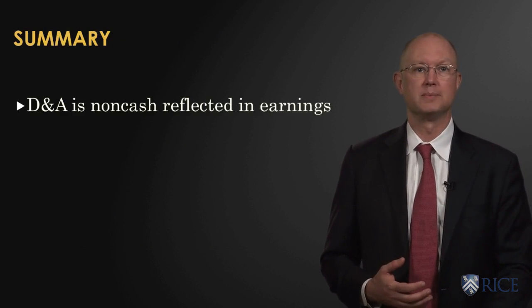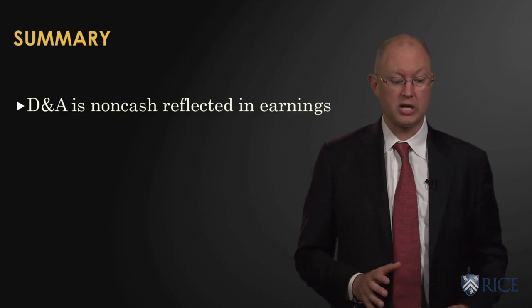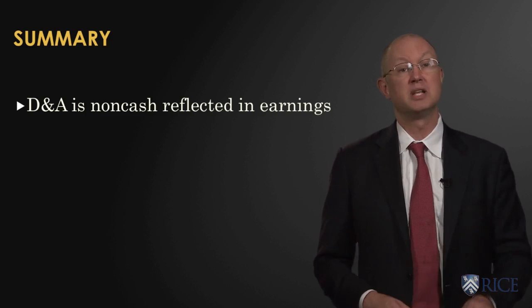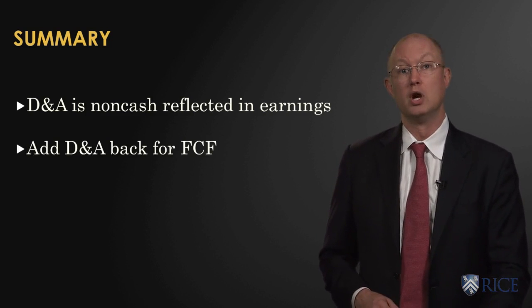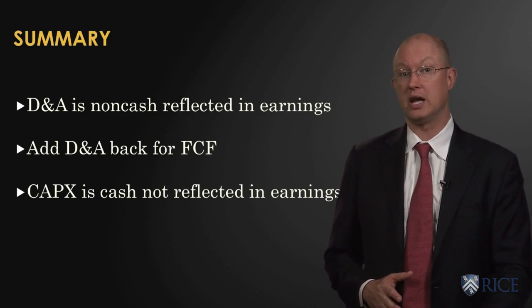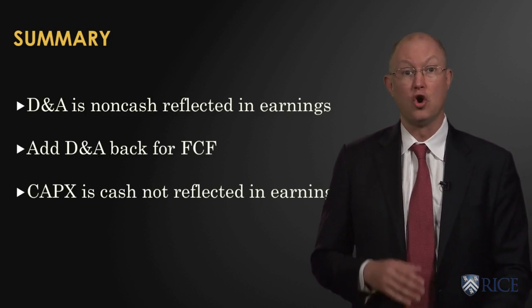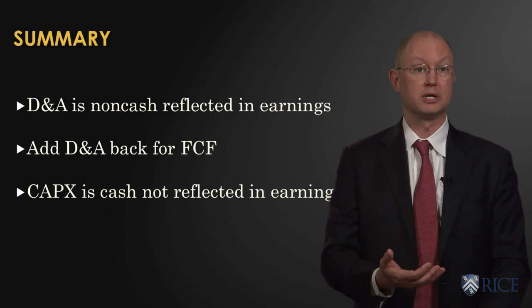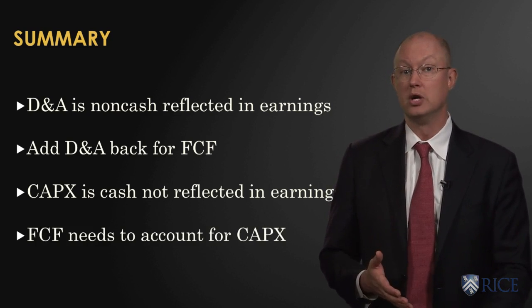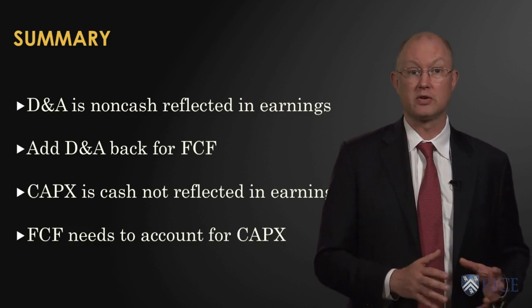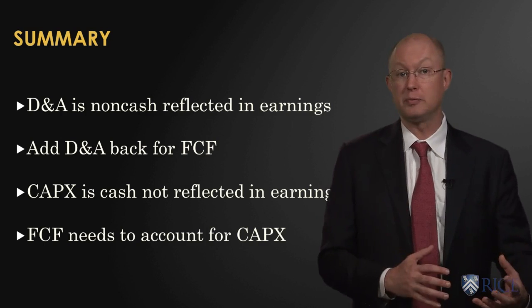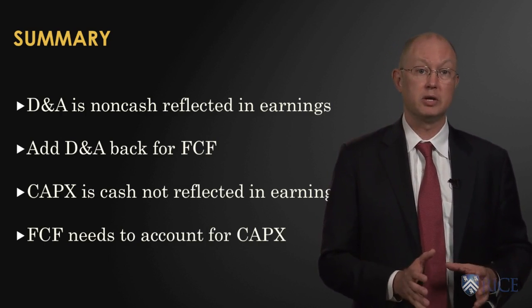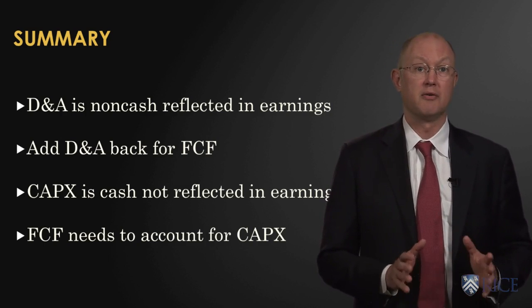Okay, to sum up, depreciation and amortization is a non-cash expense that's reflected in earnings but doesn't reflect a real cash movement. We're going to add it back for purposes of free cash flow. Capital expenditures are a real cash outflow that aren't reflected in profit or earnings. We're going to simply subtract it out to make sure that free cash flow accounts for CapEx. So accounting for depreciation and CapEx are relatively easy, but we've got to make sure that we do it when we're constructing our measures of free cash flow.